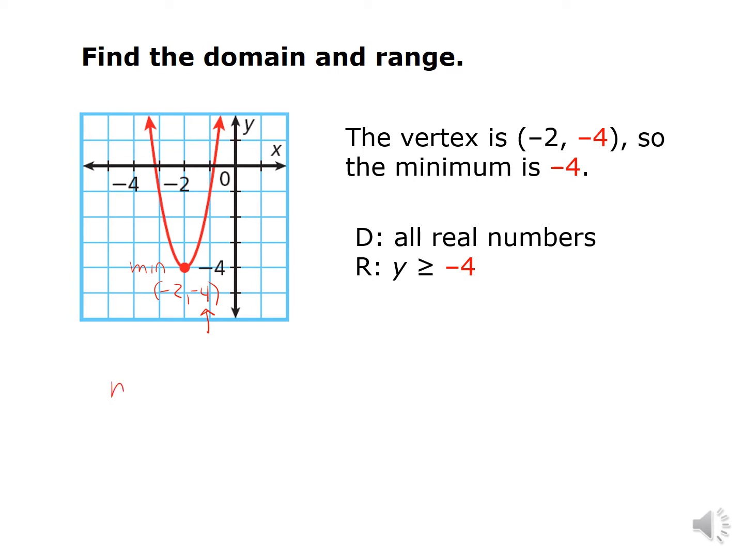So what you can see is if you have a maximum, y is going to be less than or equal to the number. And if you have a minimum, y is going to be greater than or equal to the number, the y in the vertex.